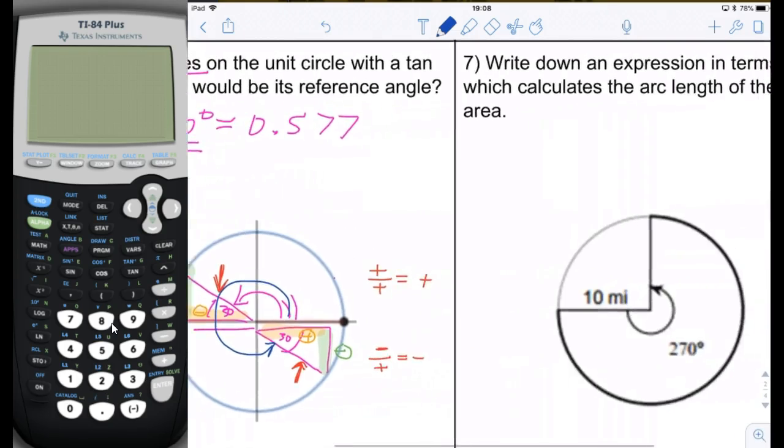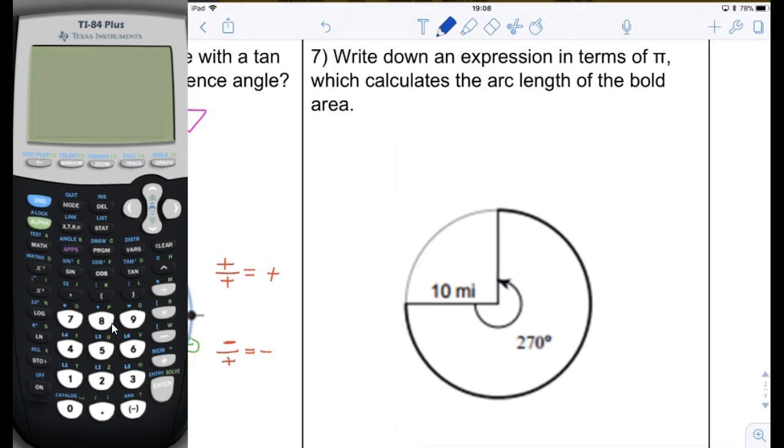Okay. Number 7. Write down an expression in terms of pi which calculates the arc length of the bold area. Okay, so the bold area is this whole thing right here. But the arc length of the bold area would be just the outside part, right? The arc length would be this part here. Now, some people were confused by the fact that it says area here and it says arc length here. The bold area means that the area that's outlined in bold, but the arc length would be just the outside of it, okay?